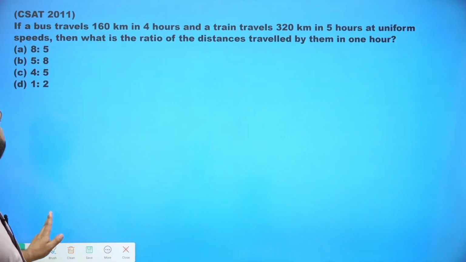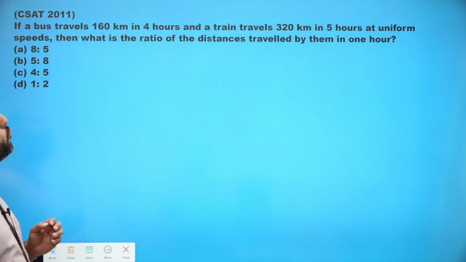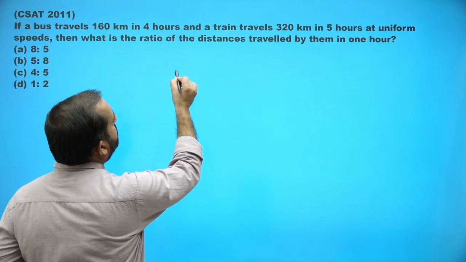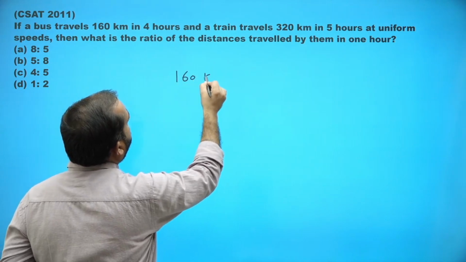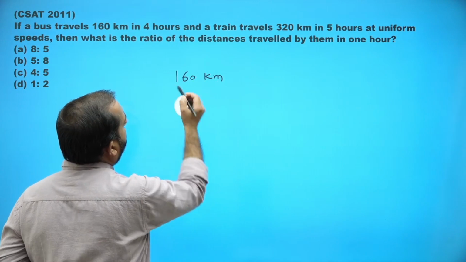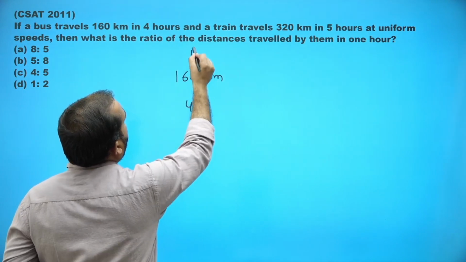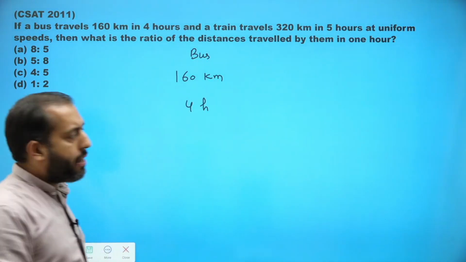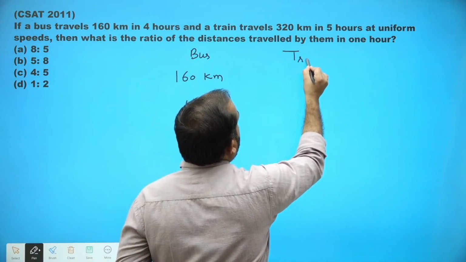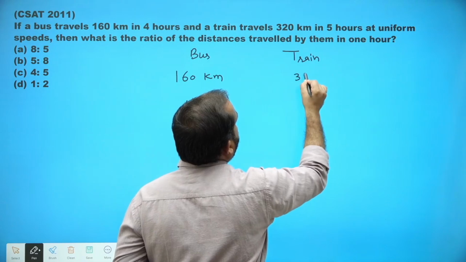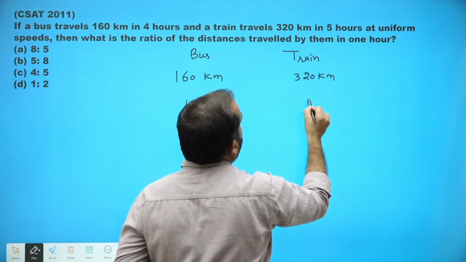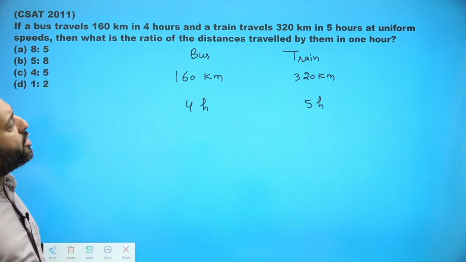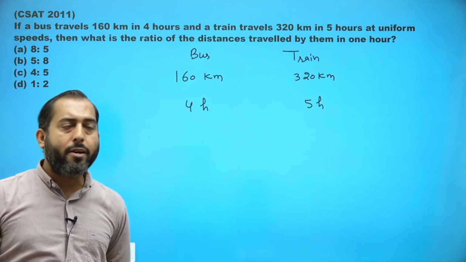Next problem is, if a bus travels 160 km in 4 hours, this is all about the bus. And a train travels 320 km in 5 hours. So let's talk about the train. It is traveling 320 km in 5 hours at uniform speed. Then what is the ratio of the distances traveled by them in 1 hour?